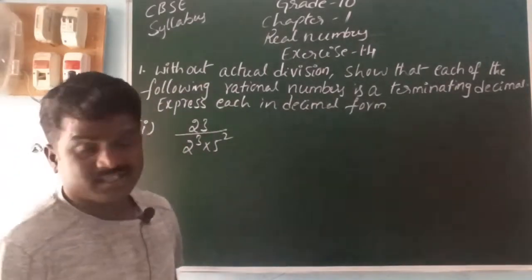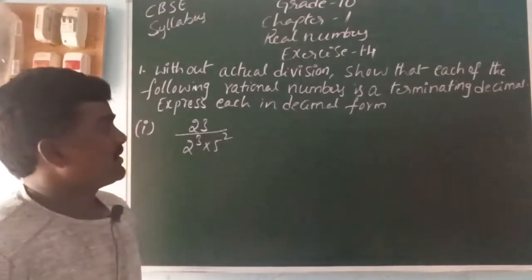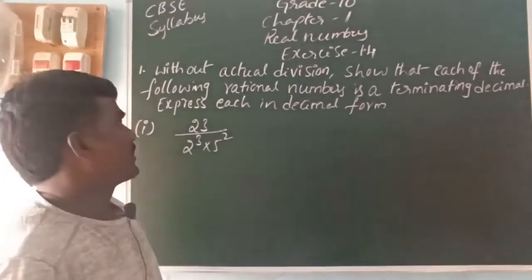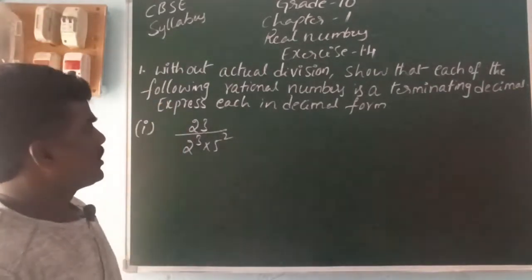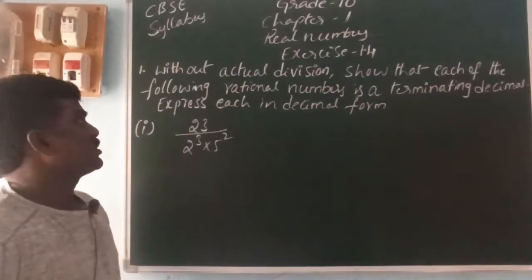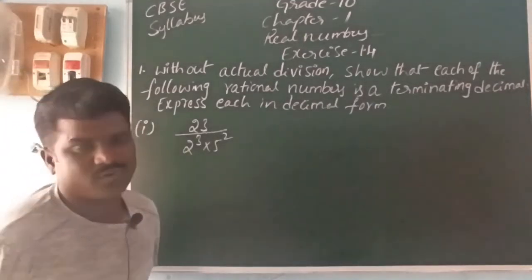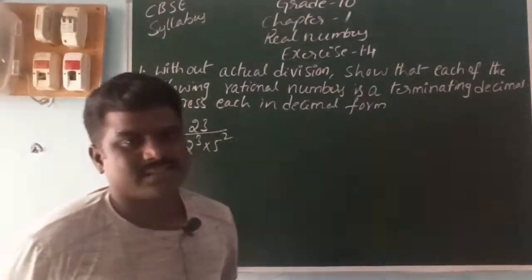Now I am discussing chapter 1, Real Numbers, Exercise 1.4, Grade 10 CBSE syllabus. First question: without actual division, show that each of the following rational numbers is a terminating decimal, and express each in decimal form. Okay, decimals means what?